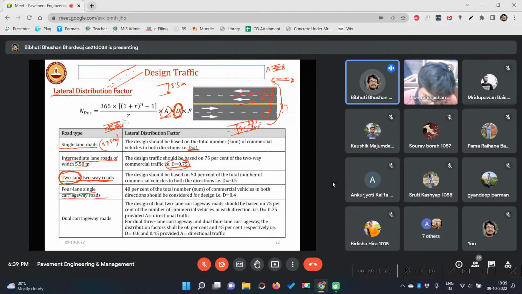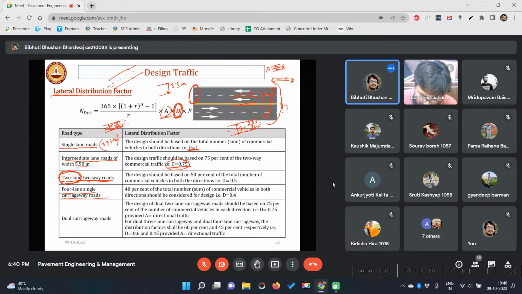Then four-lane single carriageway. Is this a four-lane single carriageway? This is called carriageway. I think these things are generally taught in highway engineering, fifth semester. You don't remember or you are not taught? Anyway, so this is a carriageway. In this case, can you tell me whether this is a four-lane single carriageway or dual carriageway? Sir, dual carriageway. How can you say? What is the logic? There are two carriageways, I am taking one direction as one carriageway.